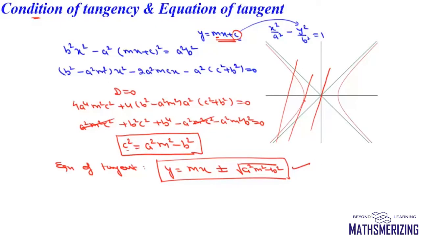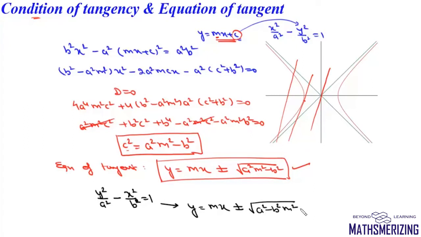If the hyperbola is of the second form, which is y square upon a square minus x square upon b square equals 1, in that case this equation will change to y equals mx plus minus under root of a square minus b square m square. So that is the equation of tangent for second form.